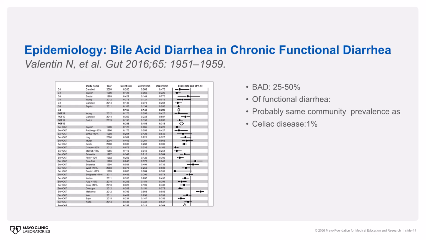From an epidemiological standpoint, the prevalence of bile acid diarrhea in patients who have functional diarrhea can be quite high, up to about 25 to 50%. When talking about an entire community setting, the prevalence is thought to be equivalent to that of a fairly common disease that we know of, celiac disease, or about 1% of the community at large. So bile acid malabsorption or bile acid diarrhea is actually quite prevalent in our community, but maybe not as well recognized.